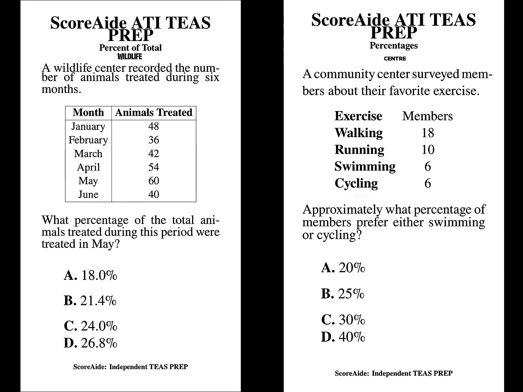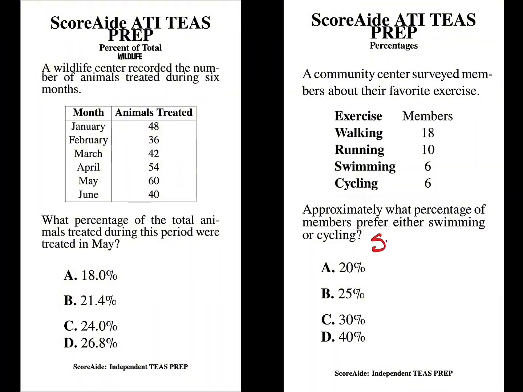A community center surveyed members about their favorite exercise. So you have exercise over there. Walking, you have 18 members. Running, 10 members. Swimming, 6 members. Cycling, 6 members. Approximately what percentage of members prefer swimming or cycling?